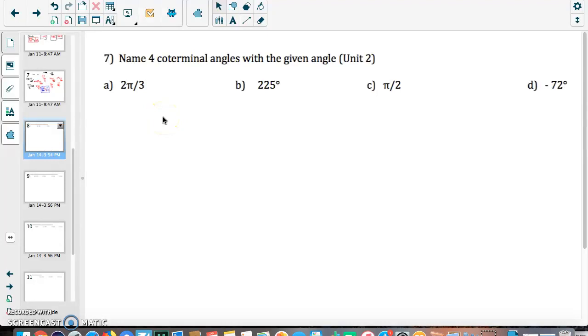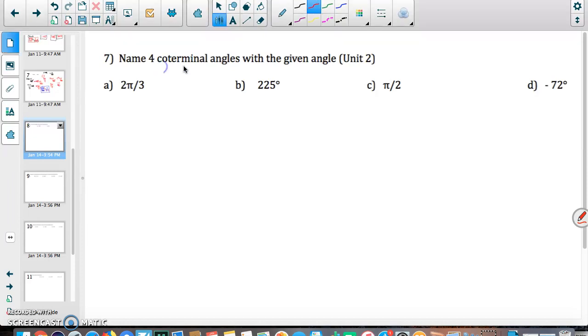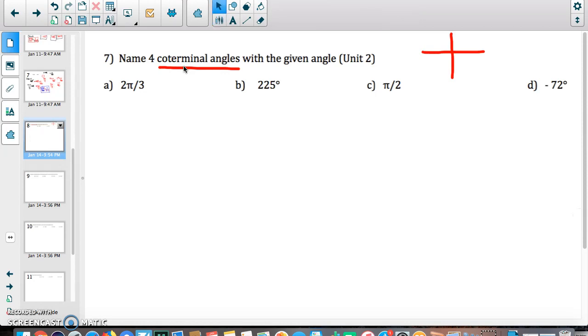Alright, starting with number 7 here, we are thinking about coterminal angles. If you don't remember what that means, "co" reminds you of "with," "terminal" you think end, and coterminal angles share the same end side. So for example, in the first one, it's 2 pi over 3.